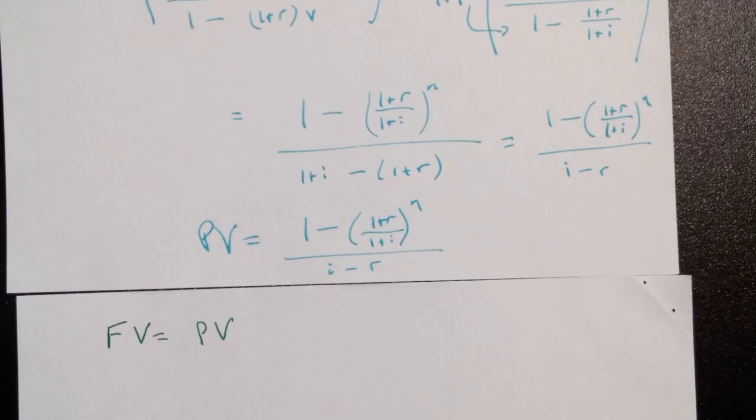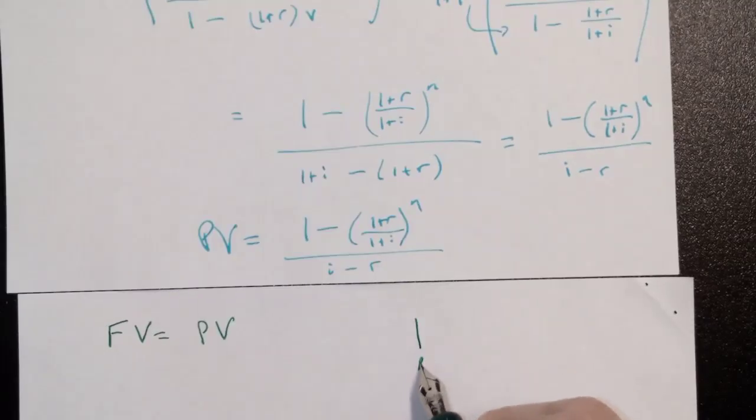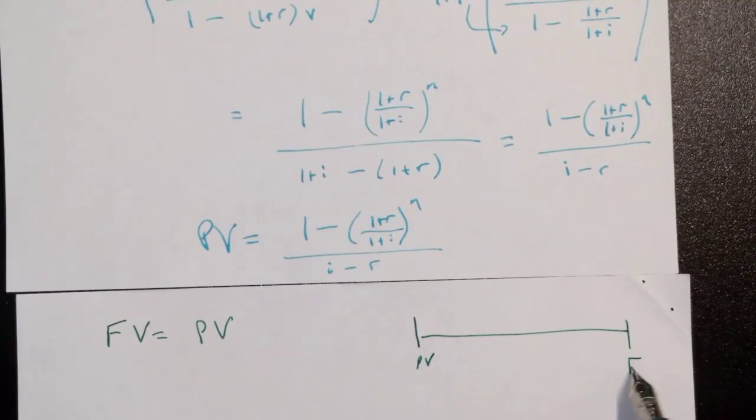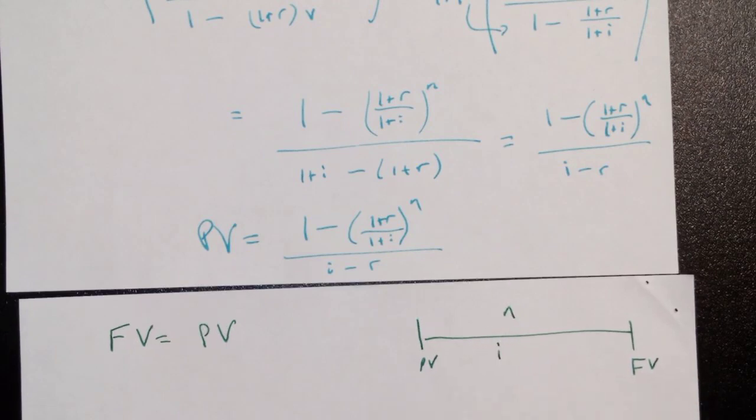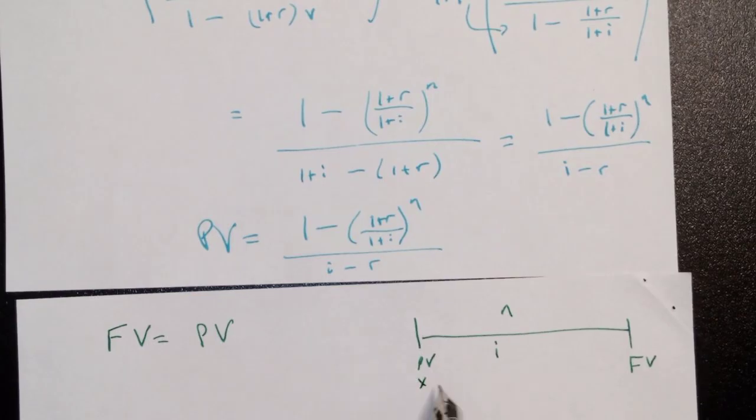I promise this isn't a complicated formula. I have the present value here. I have the future value here. It's n years at an interest rate of I. If I know this number, how do I get that number? Exactly.